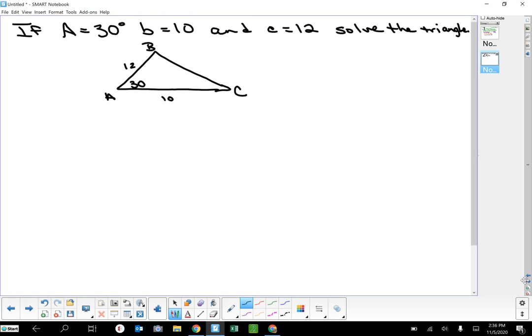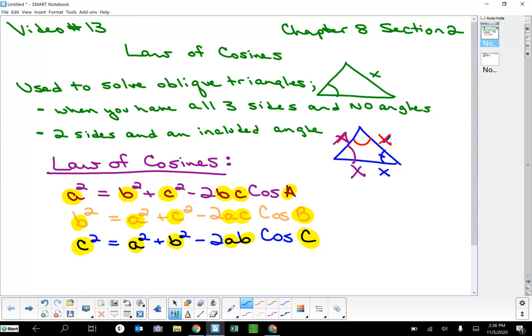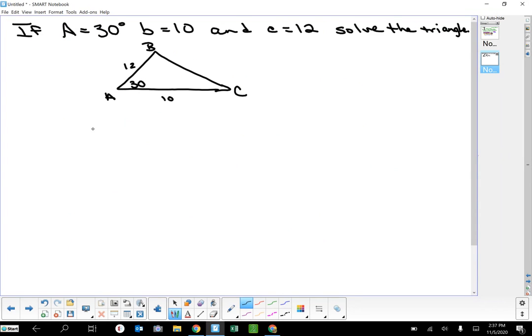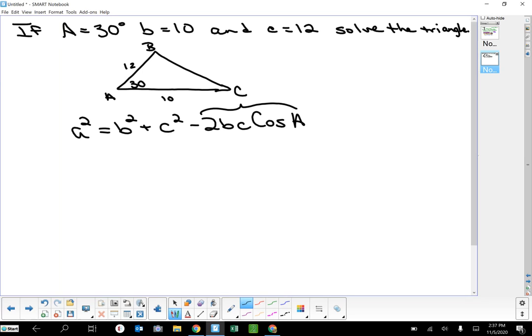So I'm going to scoot back to the formulas on the other page. Okay, I have angle A, which means I have sides B and C, and so I'm going to use this formula right here because of the information that I was given in the problem, okay? So I'm going to rewrite that formula on my other page. So I'm going to use a squared equals b squared plus c squared minus 2bc cosine of A. Now, all of these pieces here, just to note, are all multiplied together, right? So it's a negative 2 times b times c times the cosine of A.